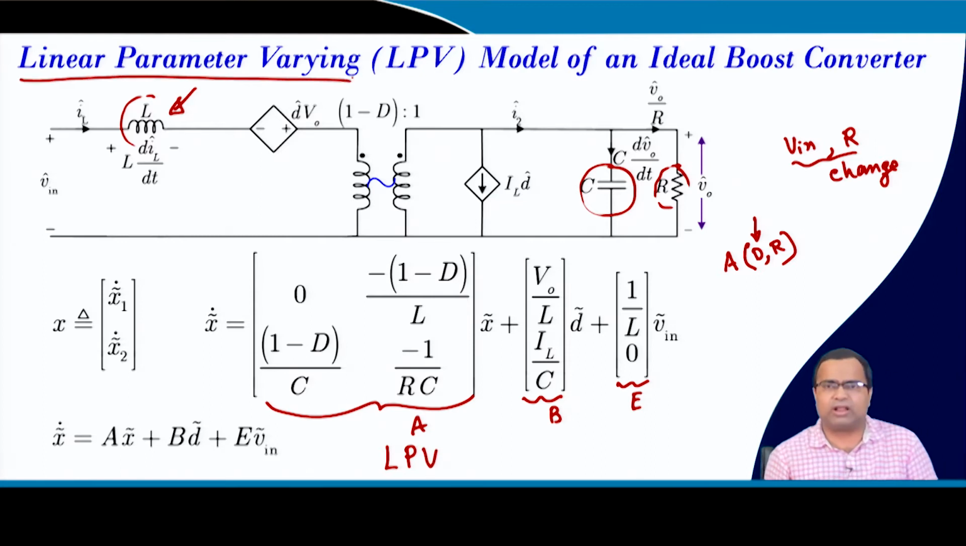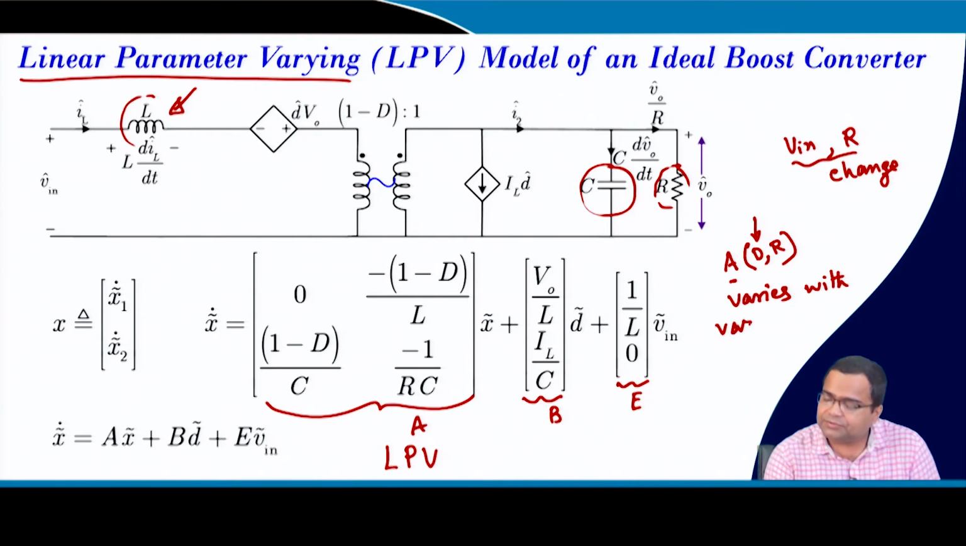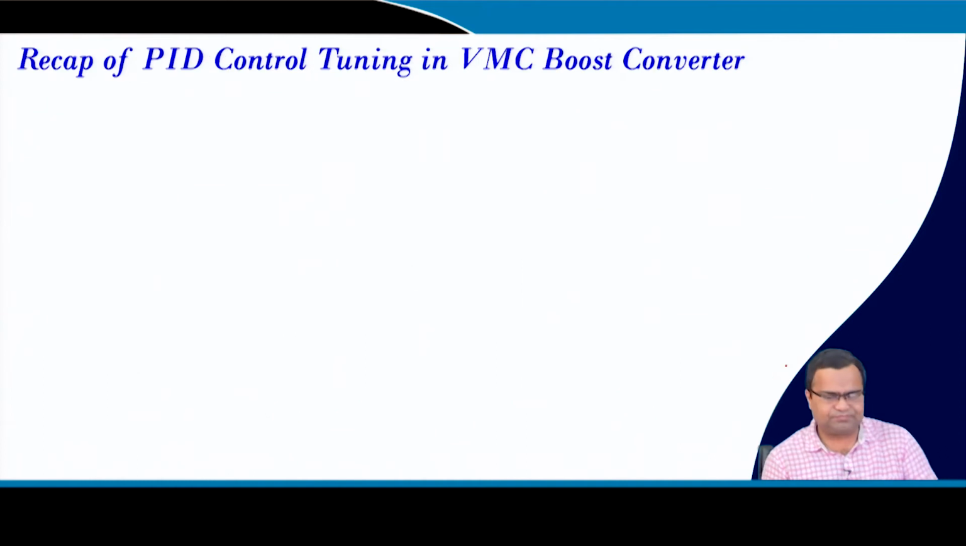Linear parameter varying model, where the A matrix consists of parameters and those parameters will be decided, and you will see this A matrix will vary with varying R or V in, which is the duty ratio.